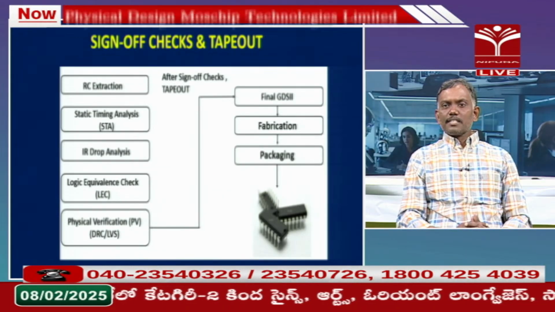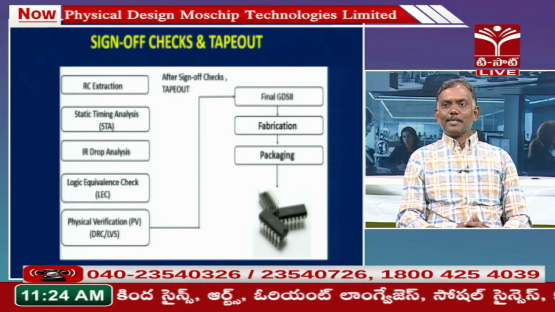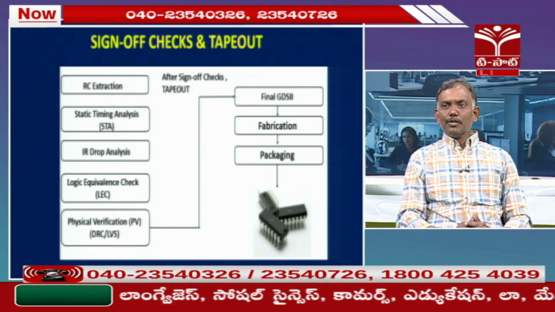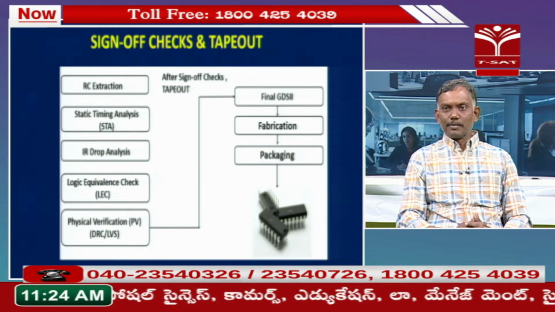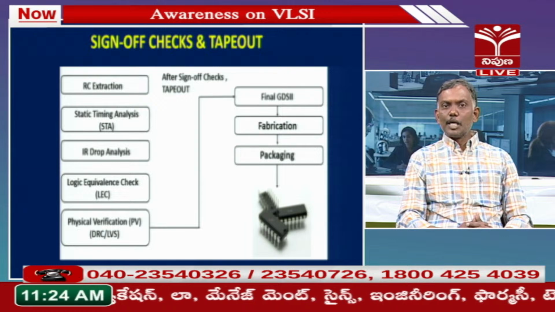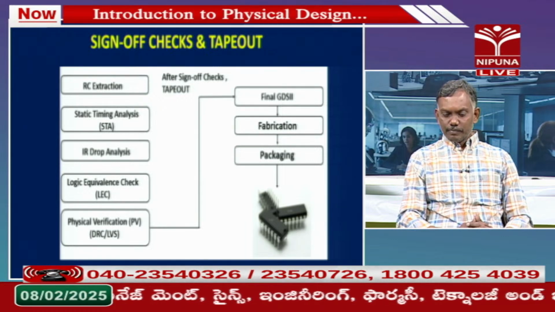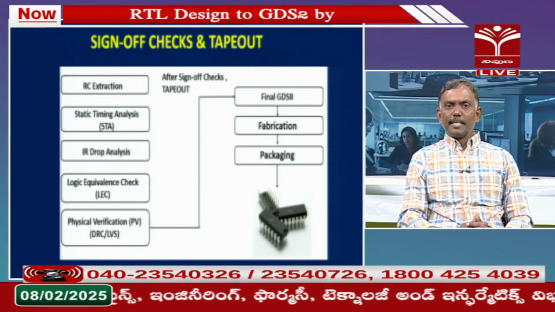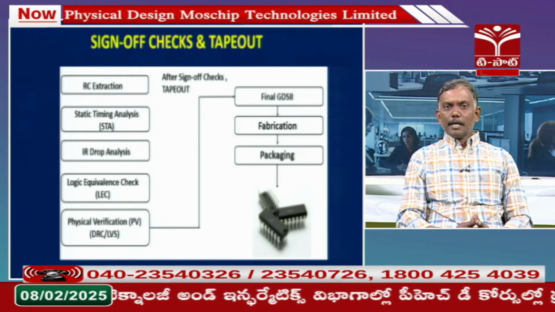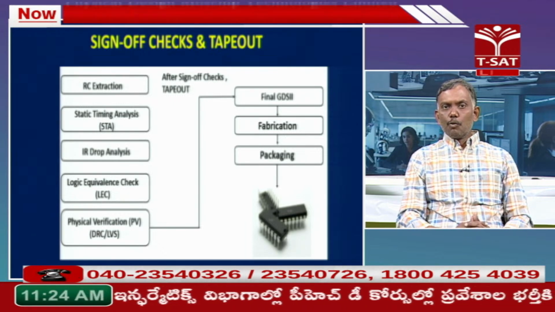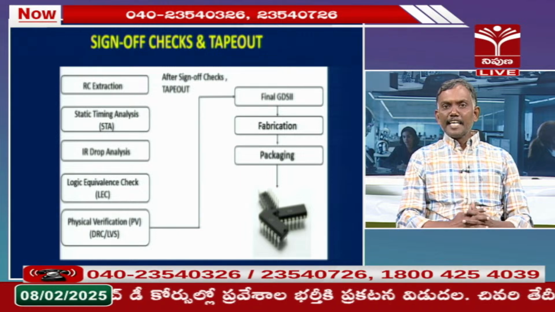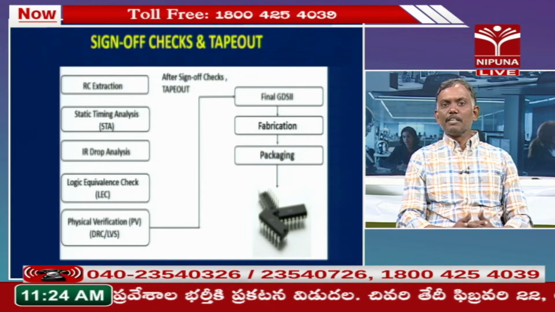Once the sign off checks are completed, the final GDS is input to your fabrication. That is called tape out. We are giving the GDS to the fab for the fabrication. That process is called tape out. One is the GDS format and another one is the OASIS format. I think you looked at those formats in the previous session, the layout session. OASIS and GDS are the two different formats in which we can send the entire chip database to the fab.